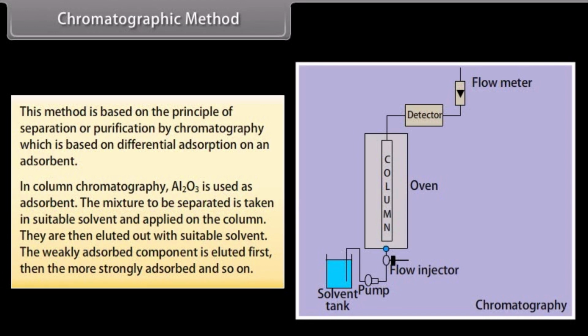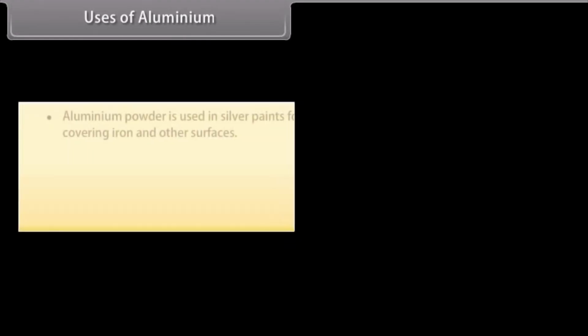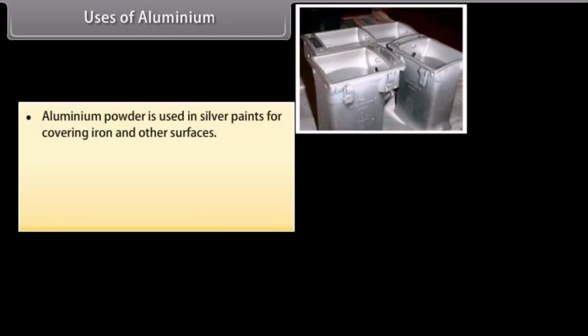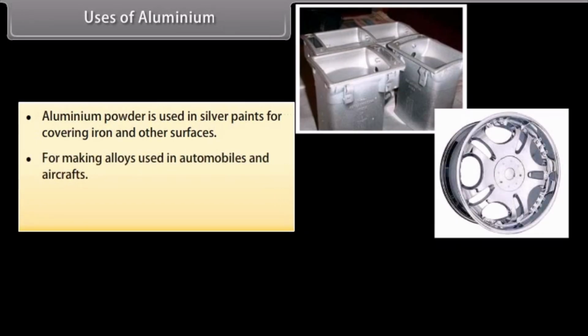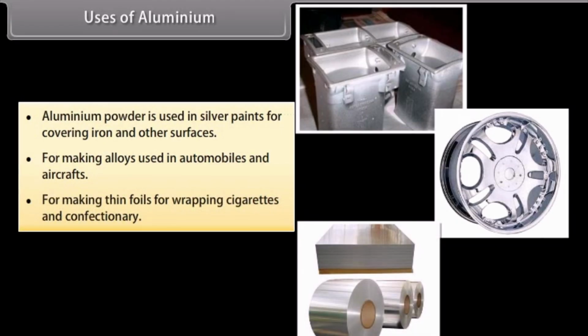Uses of aluminium. Aluminium powder is used in silver paints for covering iron and other surfaces. For making alloys used in automobiles and aircrafts. For making tin foils for wrapping cigarettes and confectionery.